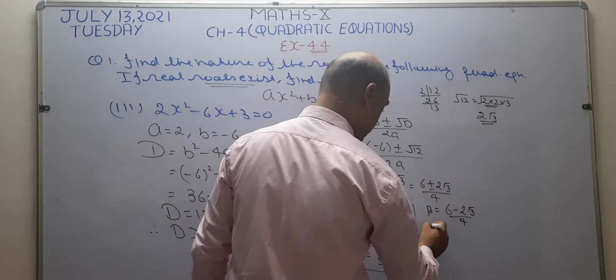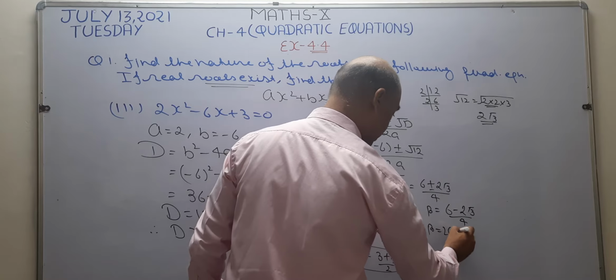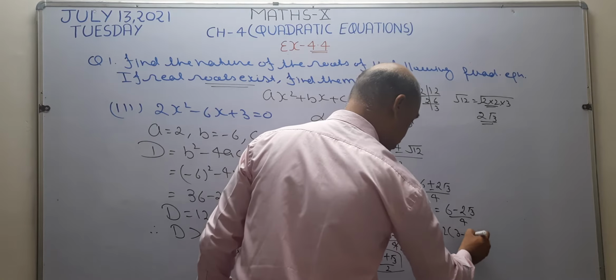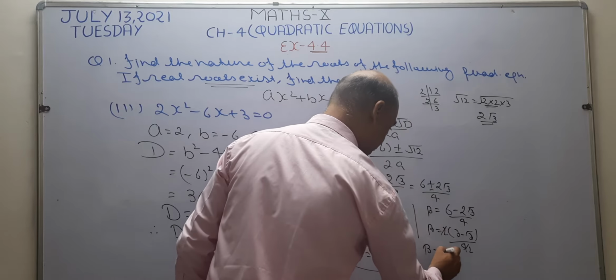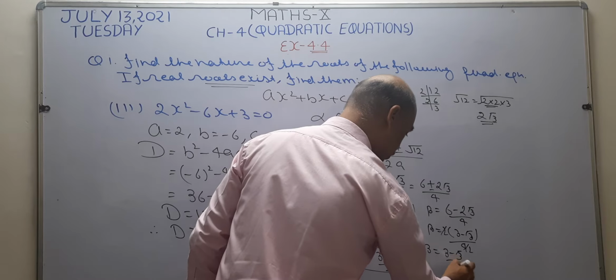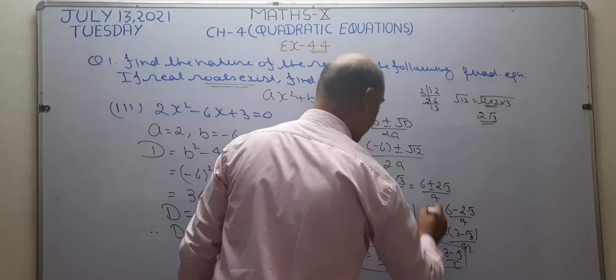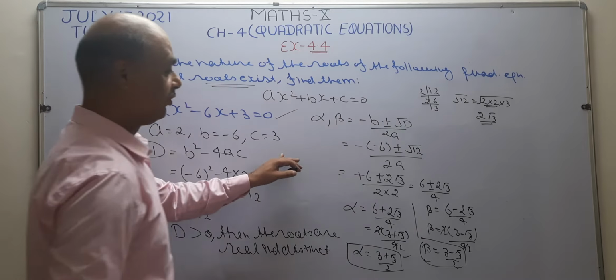Now, same, take 2 common from the numerator. What is left? 3 minus root 3 upon 4. 2 is cancelled with 2. So, answer of beta becomes 3 minus root 3 by 2. These are two different roots of the given quadratic equation.